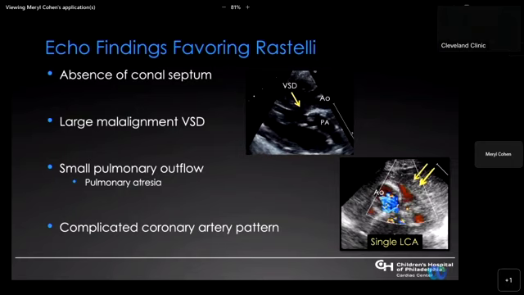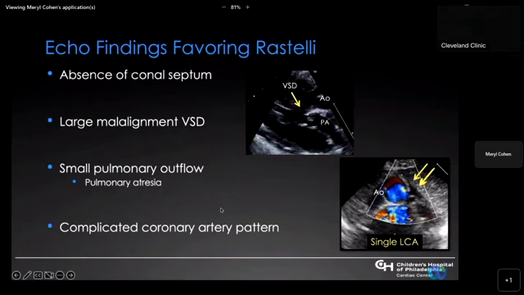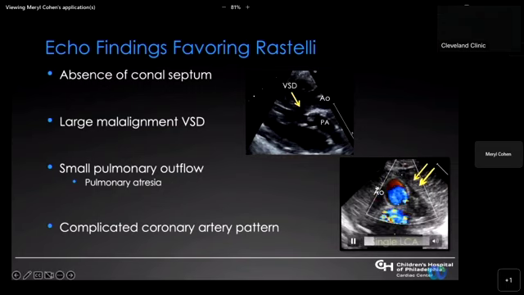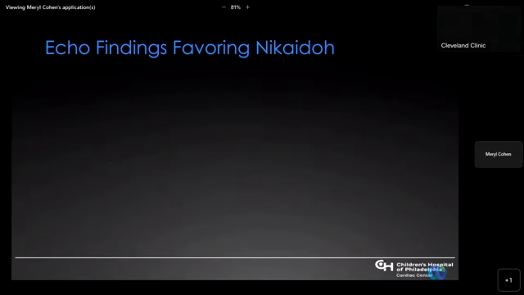And then the Nikaido can be quite challenging when there is a complicated coronary artery pattern, particularly when there's looping of the coronaries, like you see this right coronary coming around the aorta. So that can make the Nikaido a very challenging operation.